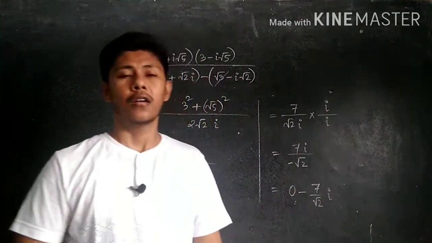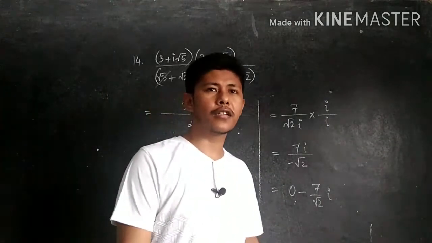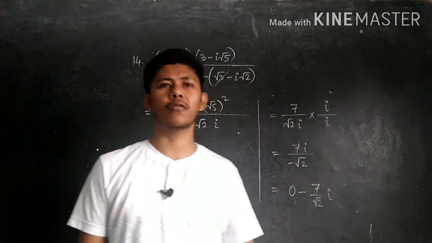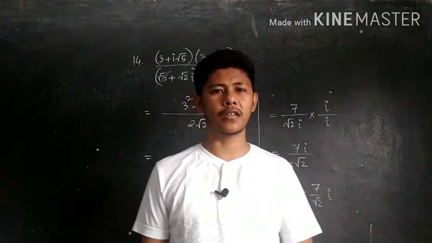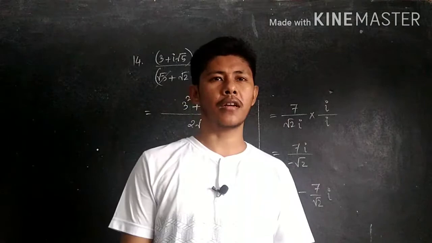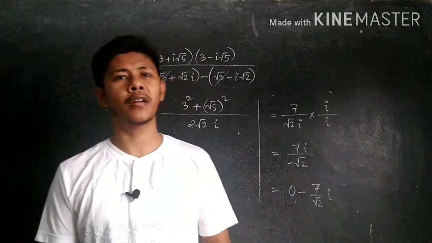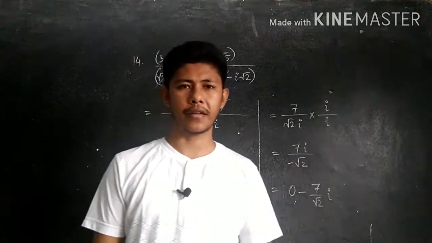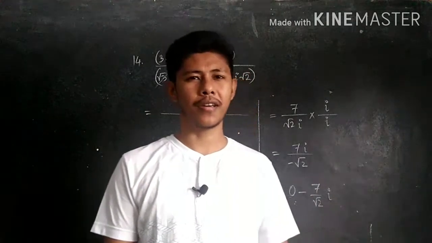Is it clear? After completing this, lots of questions on how to convert into a plus ib form are also given to you in the revision class, so you have to practice all these questions. In our next class, we have a very important topic, Argand plane and polar representation, to discuss. Is it clear? Okay, thank you.